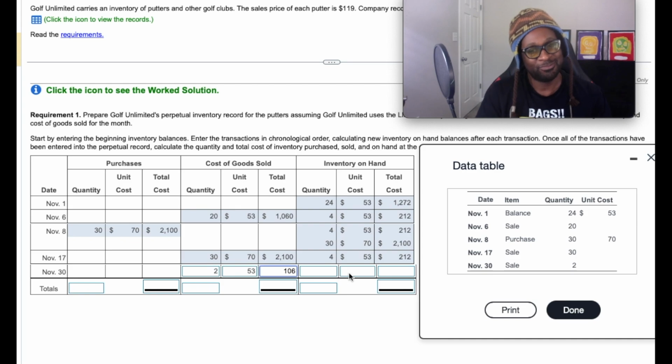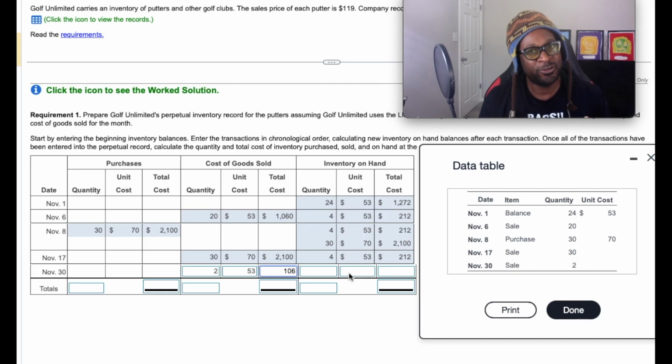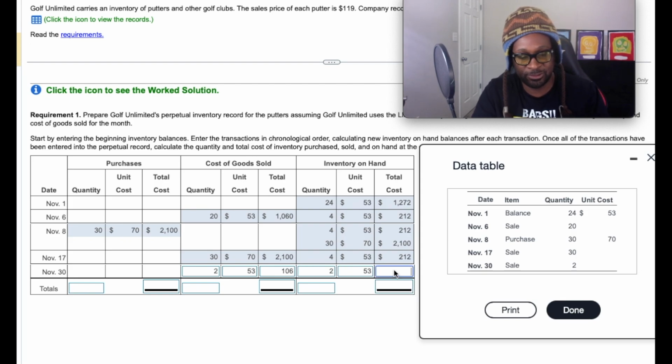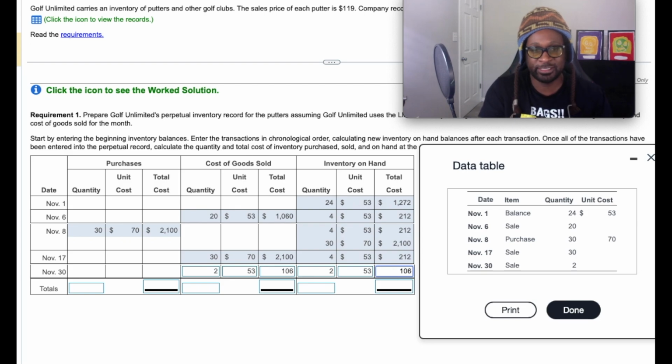Now, moving to our inventory left on hand, gang, we already smell what's cooking in the kitchen. Yup! We had 4 units left right before November 30th at a unit cost of $53, but we just finished selling 2. So how many do we have left in inventory for the month of November? 2 units at a cost of $53 each, which will give us a total amount of $106.